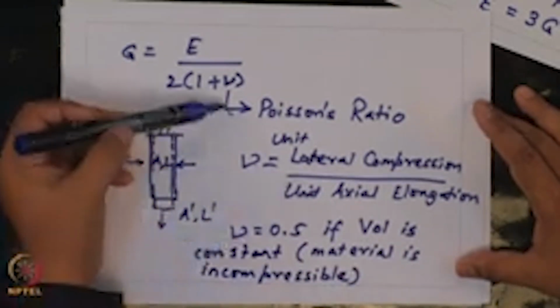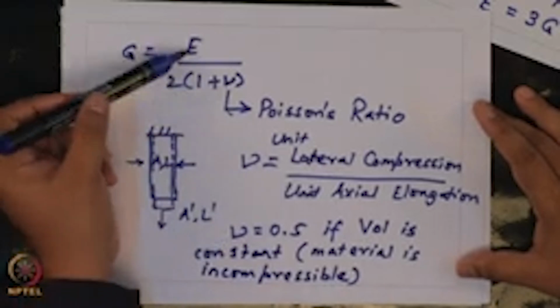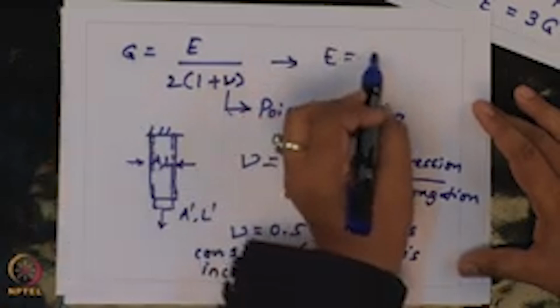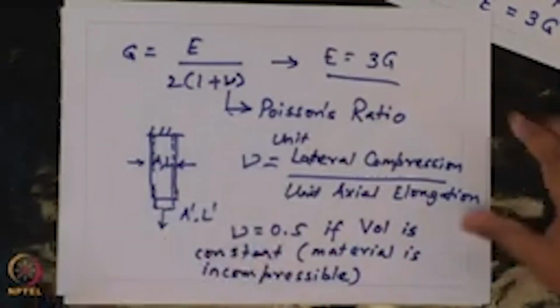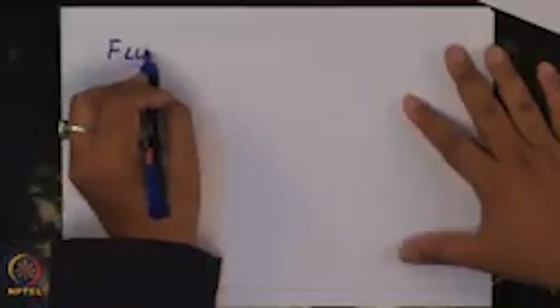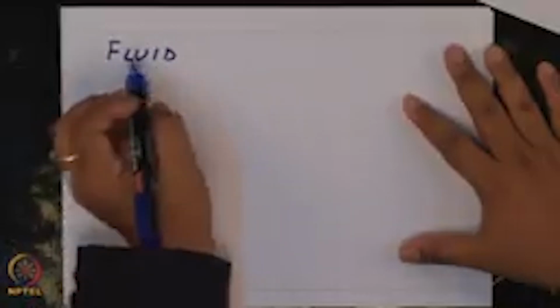Okay. So, if you put nu is equal to half here, then you get back the equation E is equal to 3 times G that I wrote in the earlier slide. Okay. So, this is for a solid. Now, think of a fluid. Okay. Let us assume we are thinking of a perfect fluid or an ideal fluid.